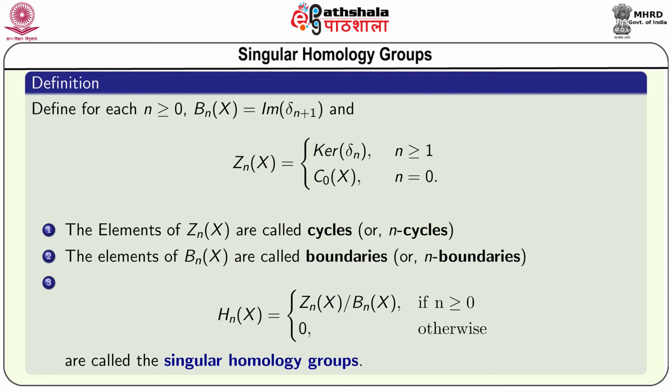Now, we observe that C_n(X) is an abelian group. So, all the subgroups are normal subgroups in C_n(X), and therefore, we can think of the quotient group Z_n(X) by B_n(X) for n greater than or equal to 0. Now, if n is less than 0, then H_n(X) is defined as the trivial group 0. We call H_n(X) the singular homology groups.